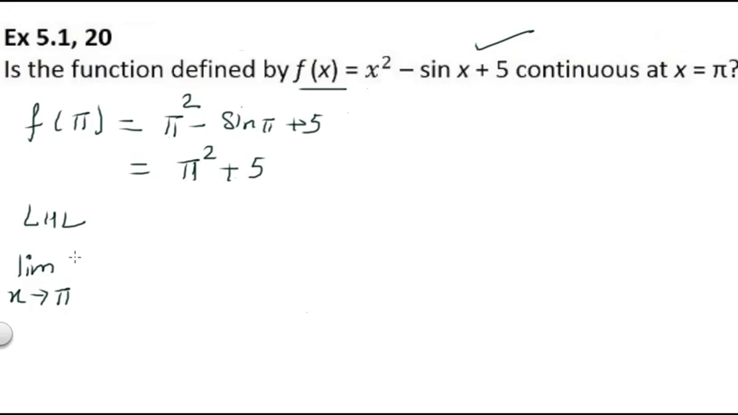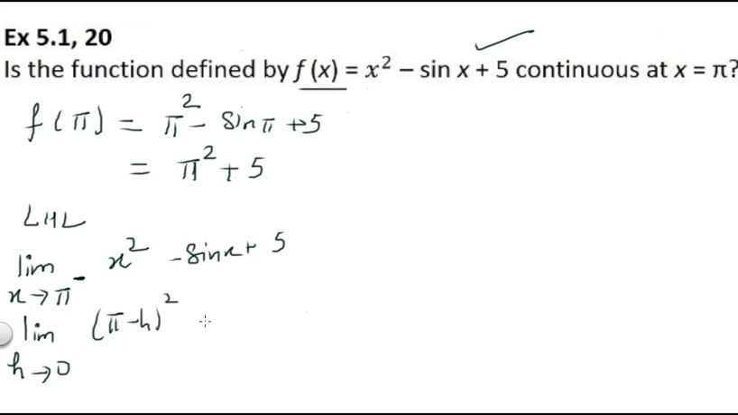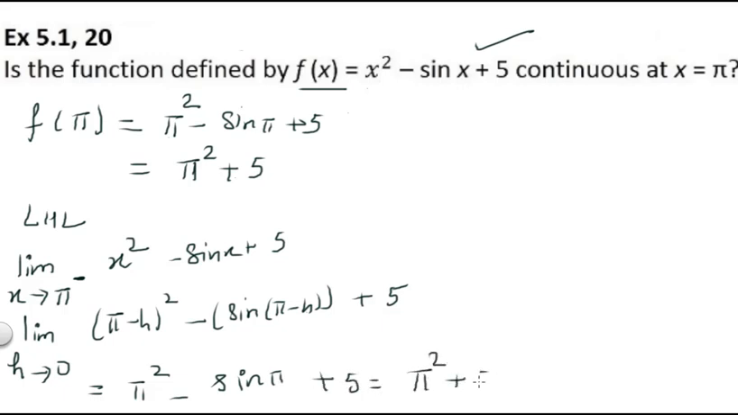That gives the clarity. So limit x tending to pi, the function is x square minus sin x plus 5. When you solve it, as you know, there is no 0 by 0 form, so we can put the limit directly also. Otherwise, the proper way to write is h tending to 0. Instead of x, what will you write? Pi minus h whole square minus sine of pi minus h plus 5. When you put h equal to 0, what do you get? You get pi square minus sine pi, which is 0, plus 5. So the answer that you get is pi square plus 5.